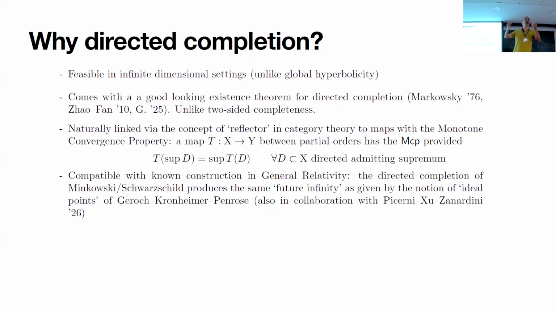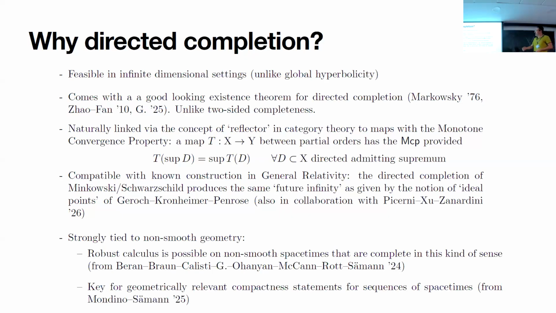So if I take the directed completion of Minkowski, what I'm really doing is adding a future null and future time infinity, and the same is true for Schwarzschild. So with Schwarzschild, the Kruskal extension, you get the two copies of future null infinity of Minkowski plus S2 cross R in the region r equals 0 inside the black hole. So exactly what you would expect, which I guess is nice.